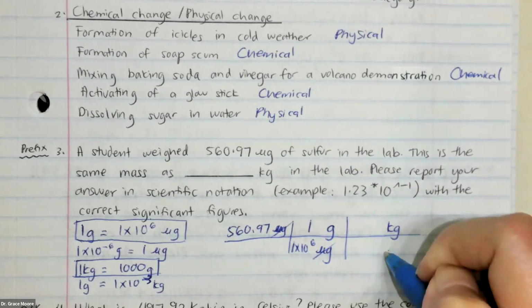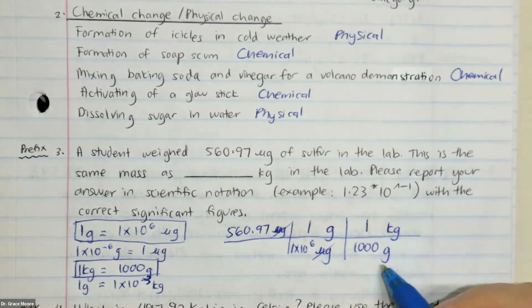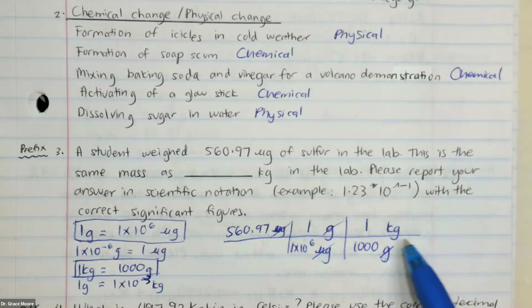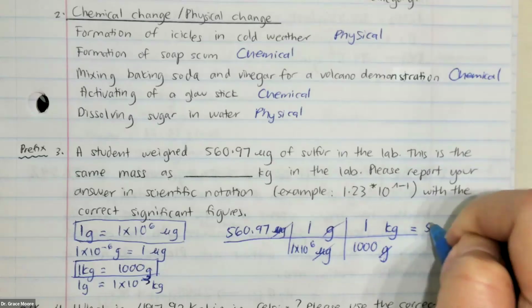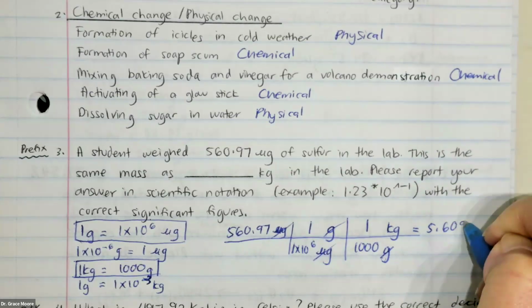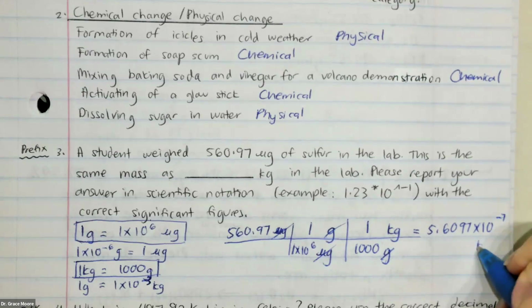So I'm going to put kilograms on the top, grams on the bottom. 1 kilogram is to 1,000 grams. So that way I can cancel out my grams and my answer will be in kilograms. So when you put this together, you'll get 5.6097 times 10 to the negative 7 kilograms.